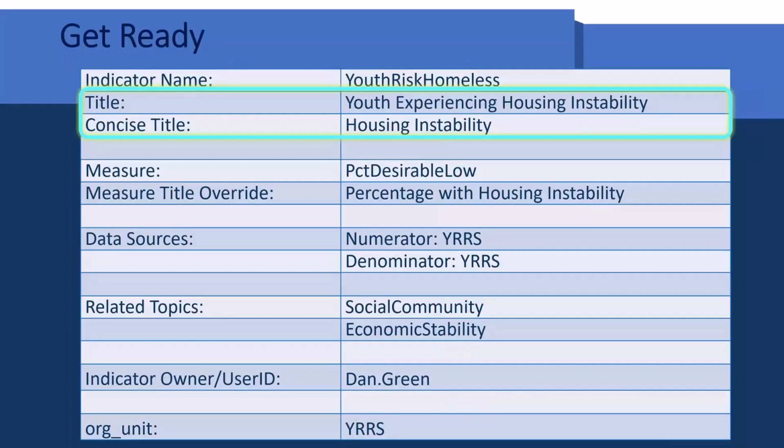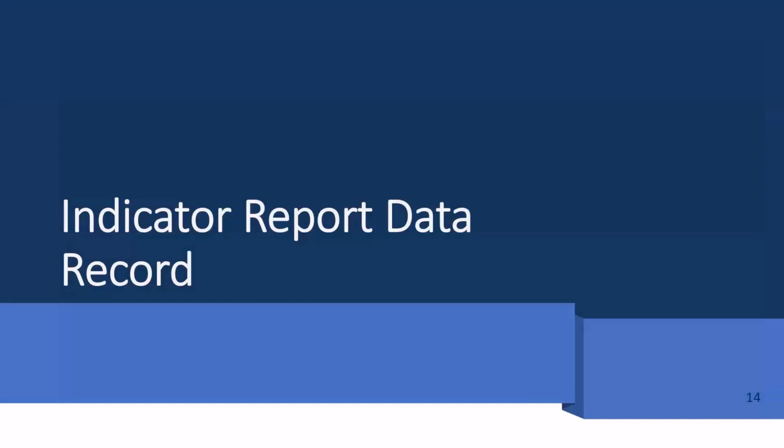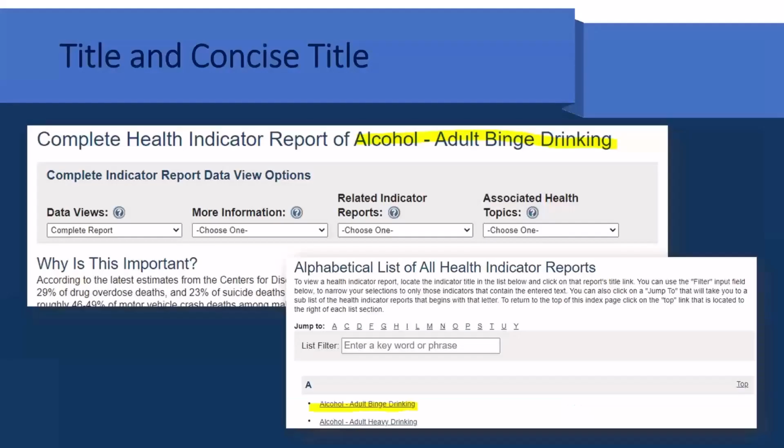Okay. So the title and concise title are on the indicator report data record. So here's an example: complete health indicator report of alcohol, adult binge drinking. This is the title that shows up in the index, and at the top of the page, if you're on the summary report or the complete report.